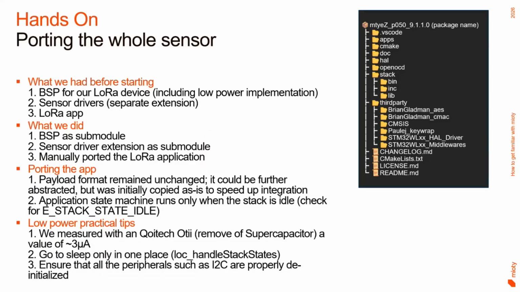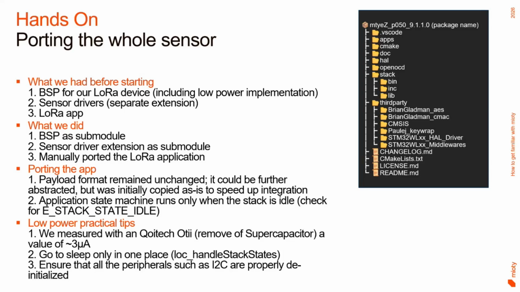So what did we do to port basically the whole sensor from a LoRaWAN device to a mioty device? Our starting point was that we already had a board support package for our LoRa device, so we had a pretty good starting point. We had the low power implementation, and we had the sensor drivers ready. Our firmware people did a nice job, so it was really nicely abstracted and could be reused here as well. And then we had the LoRa app.